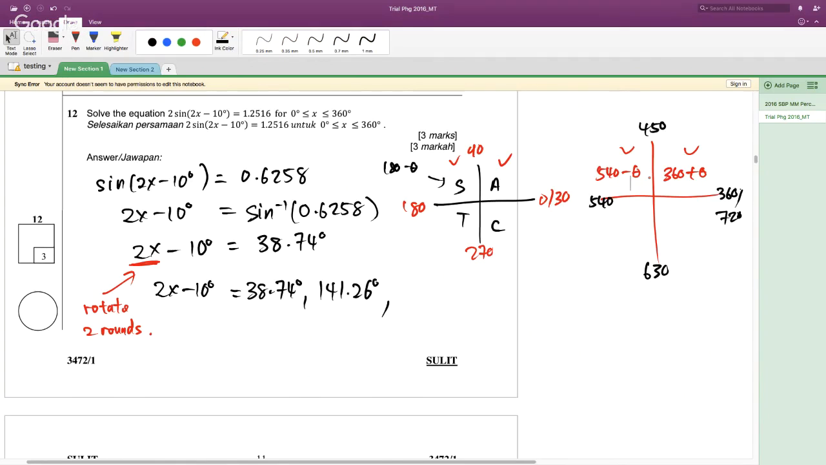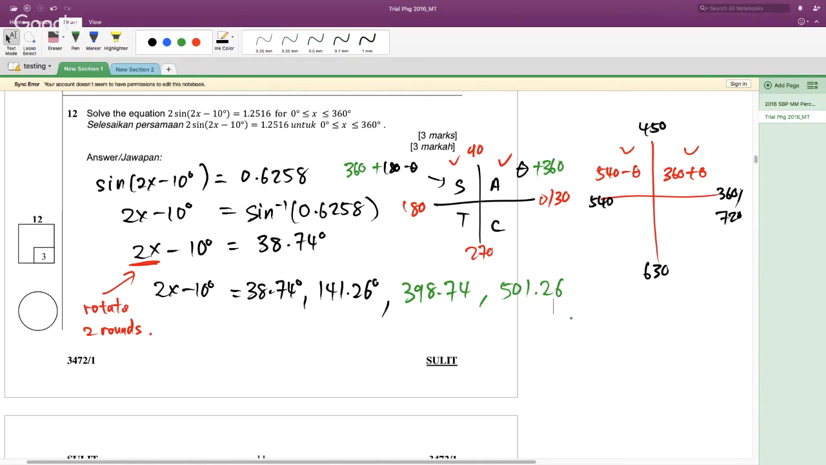Okay, so how do I remember this? You just remember, if this is angle, right, in the second round, everything plus 360. Here you plus 360 as well. So therefore, this is how you get 540 and 360 plus angle. So I will use 360 plus 38.74. So I will actually get 398.74. And then I will use 540 minus 38.74. And then I get 501.26.